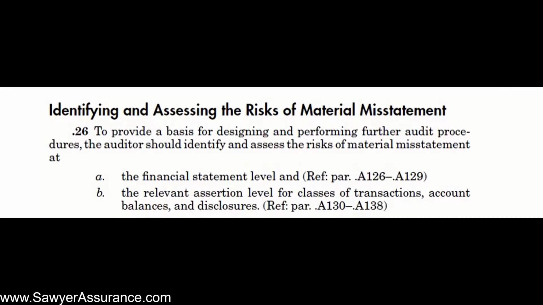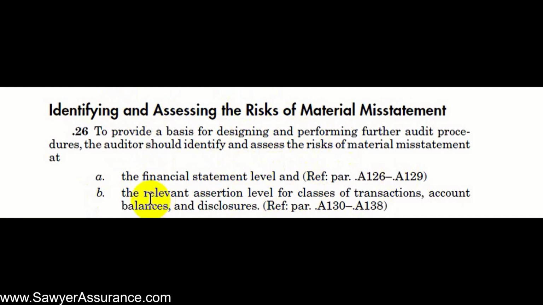Okay, in this video, we'll continue our discussion of identifying and assessing the risk of material misstatement. It's AUC section 315, understanding the entity and assessing the risk of material misstatement. So AUC section 26, and in this particular video, AUC section 26B. In the last video, we talked about financial statement level risks, identifying and assessing those.